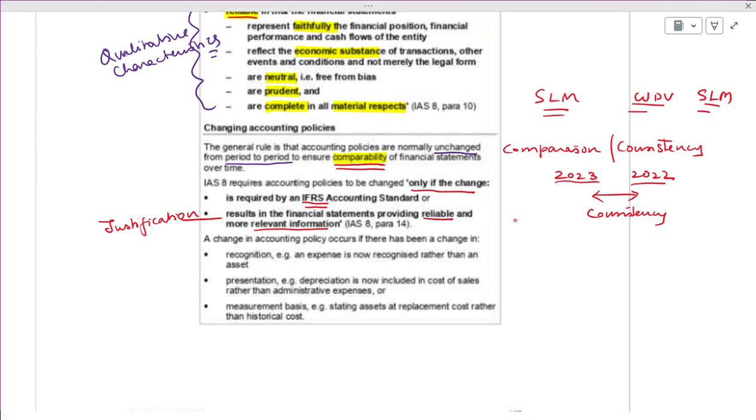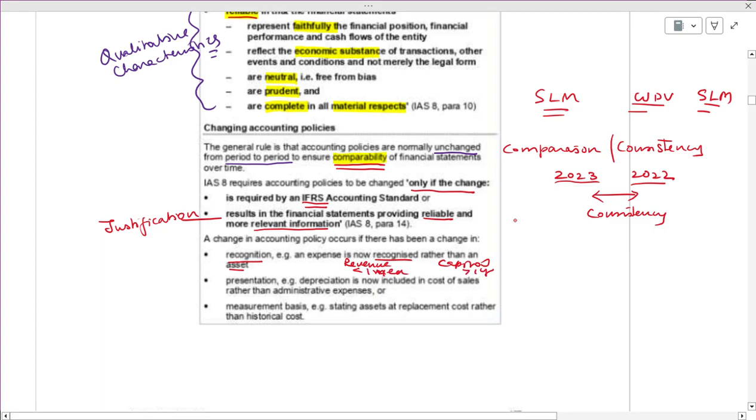A change in policy occurs if there is a change in recognition. Expense is now recognized rather than an asset. If it is needed, expense we are recognizing now. In terms of what? In terms of revenue expenditure. Revenue versus capital: revenue expenditure is less than one year, capital expenditure is more than one year.